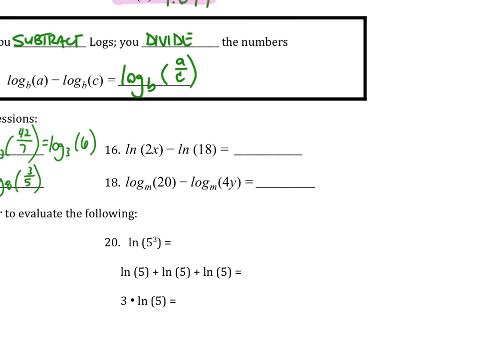Over here on 16, natural log, 2x divided by 18. Oh no, in the notes I forgot the x. I'll fix that. 2x divided by 18, well, I'm just left with x over 9. How did I get x over 9? 2 is in common in both the numerator and the denominator. Last one, log base m. If I take 20 and divide it by 4y, I'm left with 5 divided by y.